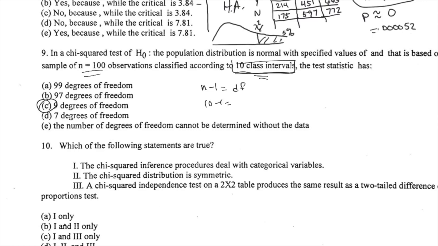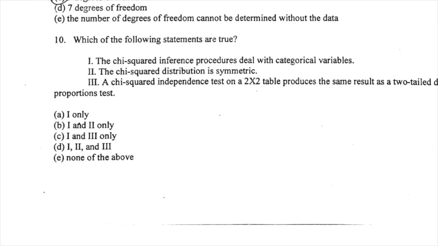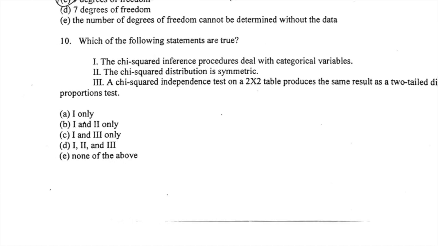Don't be suckered into thinking it's 100 -1. In chi-squared, it's almost never the sample size -1. That's always like your t-test. Okay, now down to number 10. The chi-squared inference procedures deal with categorical variables. Absolutely 100% true. The chi-square distribution is symmetric. False. Absolutely not true. We define this one as a skewed right distribution. In fact, the picture you just saw on the chart was a skewed right distribution.